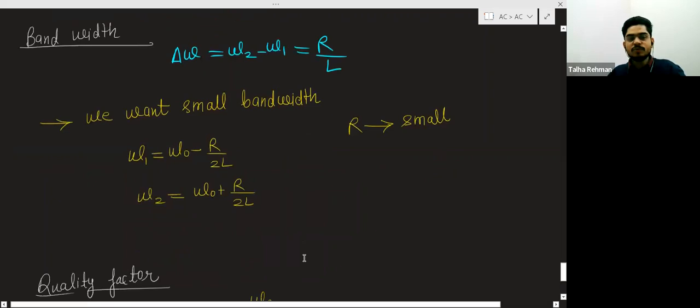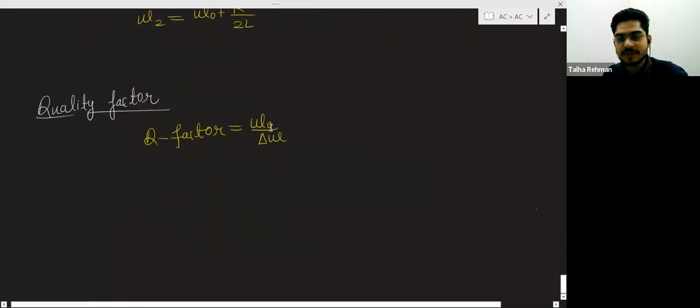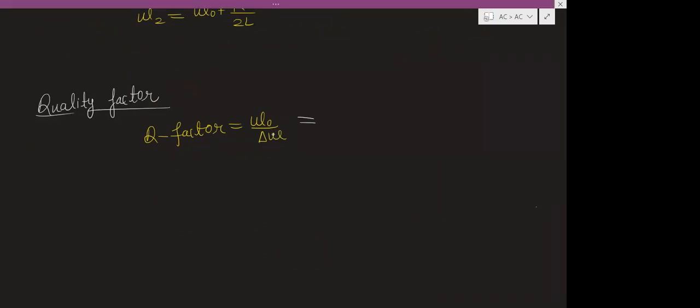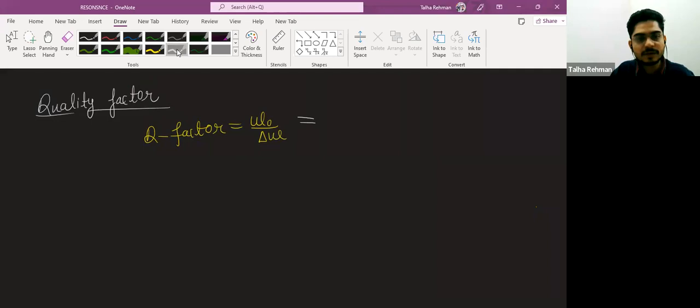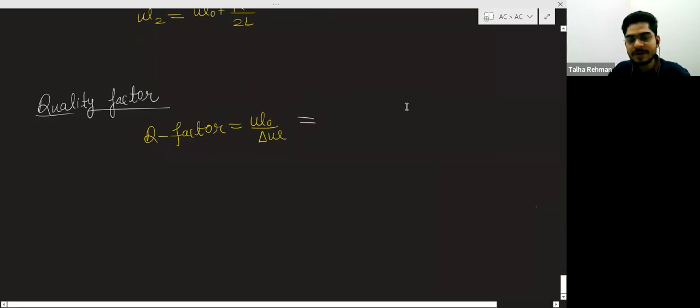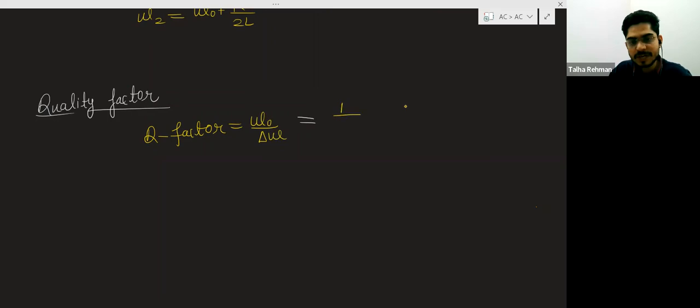Okay, so there is another term, quality factor. Quality factor is known as the resonant angular frequency divided by delta omega. Now we know what delta omega is, and we can find it. What is the value of omega naught? Omega naught is equal to 1 upon under root LC, and delta omega is equal to R by L. So we can solve it. It will become 1 upon under root LC multiplied by L by R.